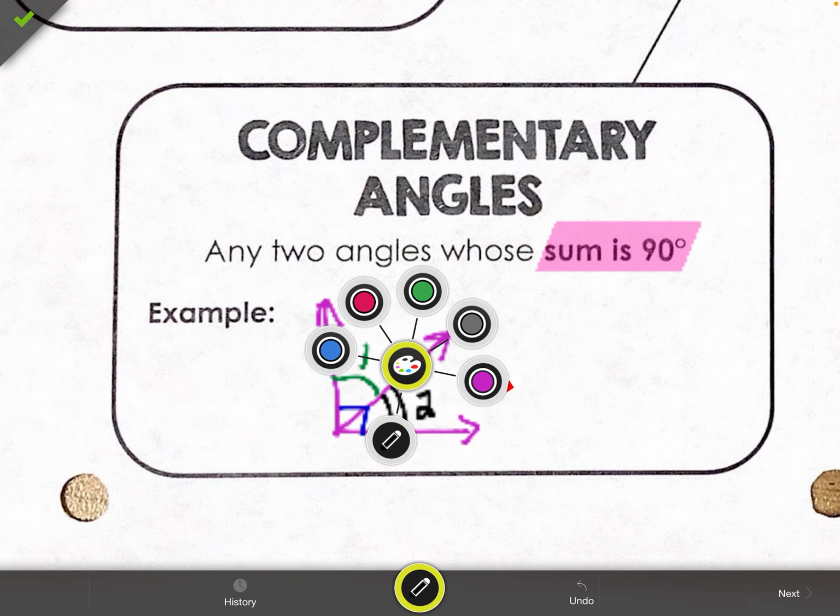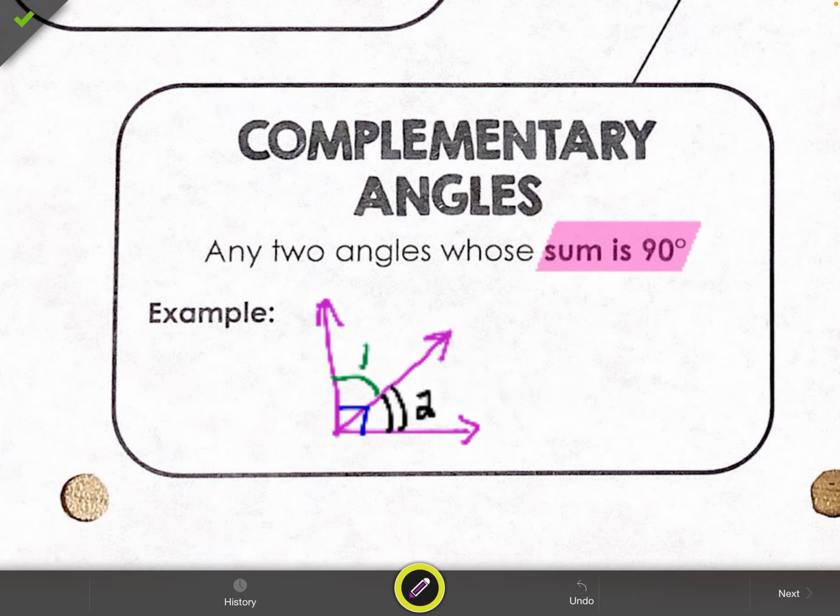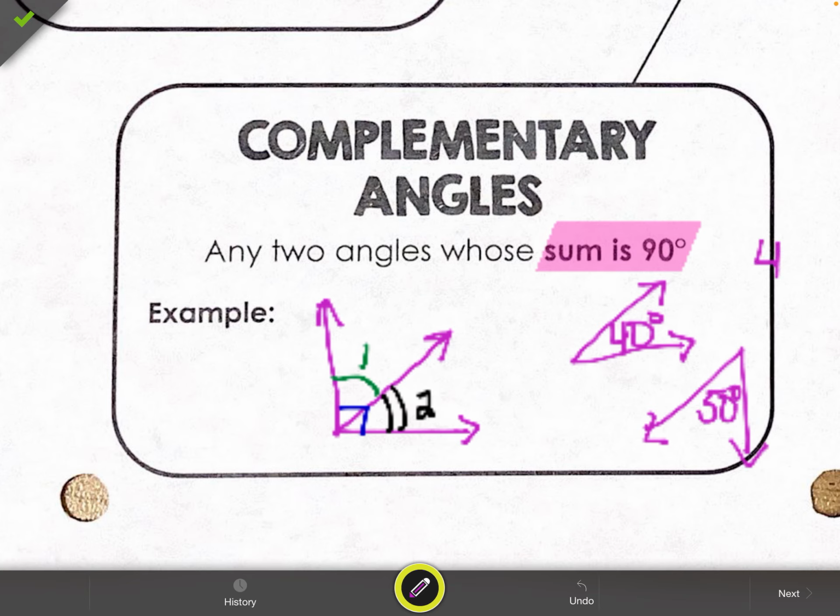Another way you could see it is they don't necessarily have to be adjacent. They could just give you an angle that looks like this and say that this is 40 degrees, and then they could do something like this, okay, and say 50 degrees. And then you look and say, okay, well, 40 plus 50 is 90, so those 2 angles would also be complementary. So they can give it to you both ways. They can give it to you as adjacent angles that make that corner, or they can give them to you as 2 separate angles that happen to add up to 90 degrees.